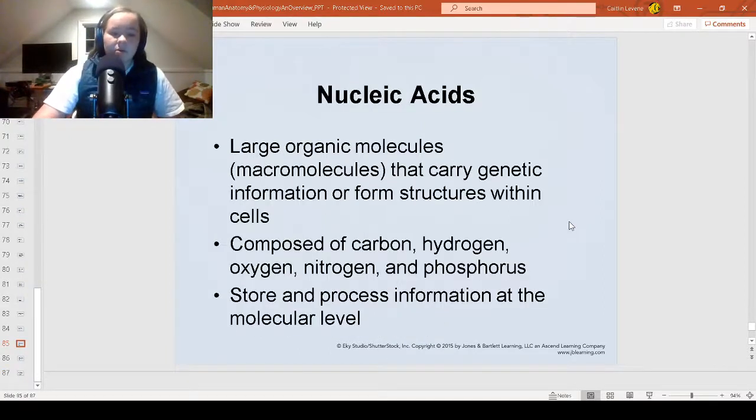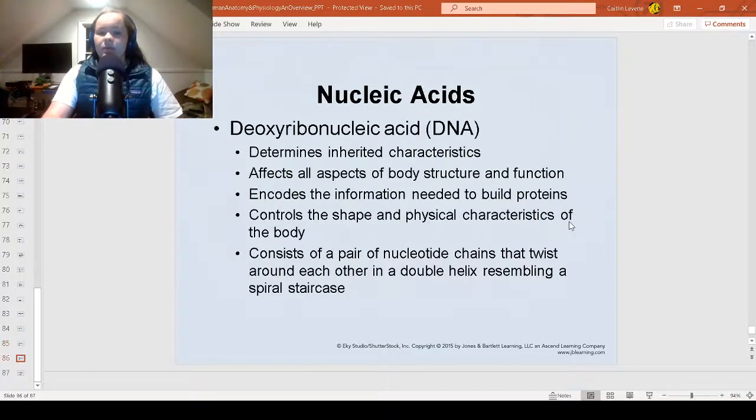Nucleic acids are large organic molecules, or macromolecules, that carry genetic information or form structures within cells. Composed of carbon, hydrogen, oxygen, nitrogen, and phosphorus, they store and process information at the molecular level.